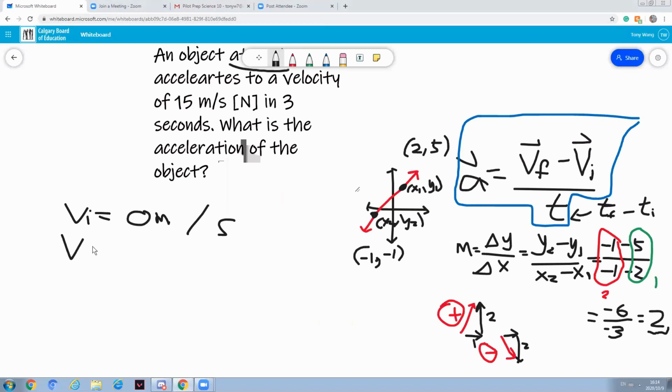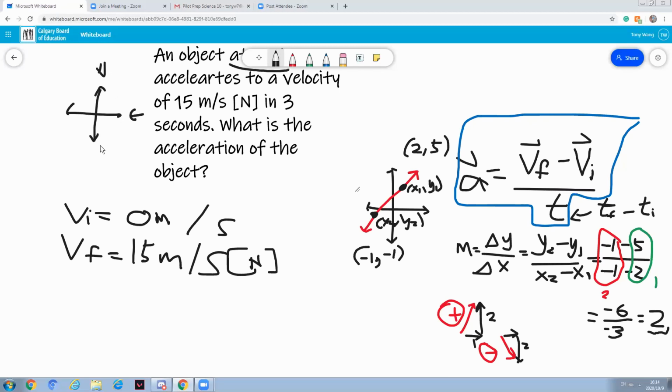All right. So now let's start filling in the information. What would the final velocity be? It would be 15 meters per second. Yeah. What direction? North. Yeah, north. So do you want to set north as positive or negative? Positive. Okay. So always draw a little thing like this: north, east, south, west. This is positive. Okay. So north is positive.